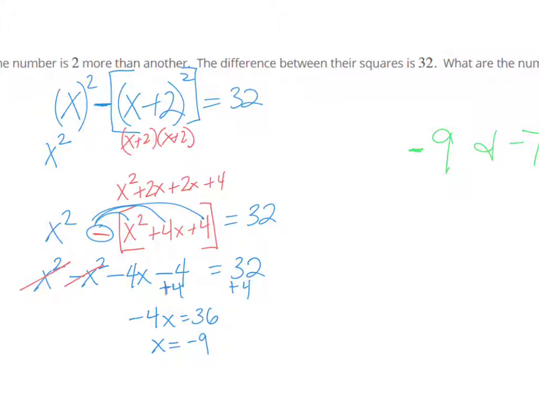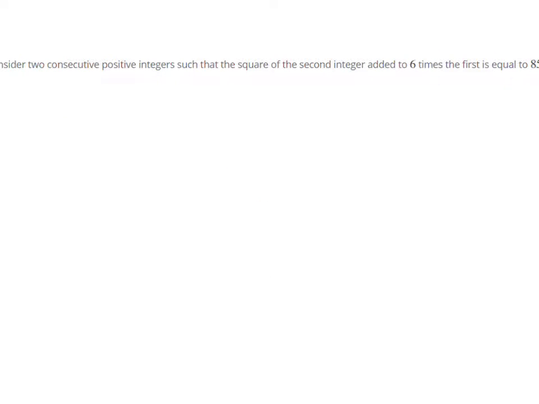All right, let's keep going. Okay, here's one. Consider 2 consecutive, notice it says positive integers. So at the end, if I end up with a negative answer, I'm going to have to cross it off because they want these to be positive. So I got 2 consecutive positive integers. That would be like, I don't know, 9 and 10. Might be 23 and 24.